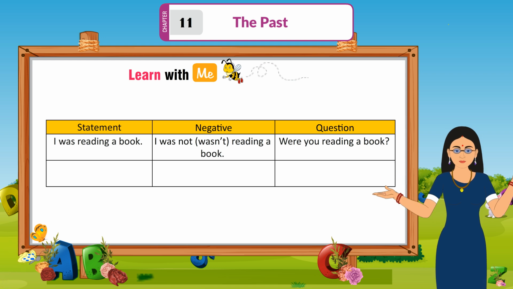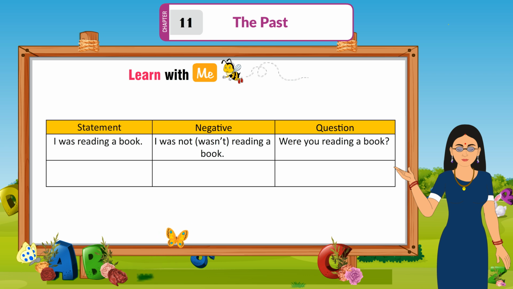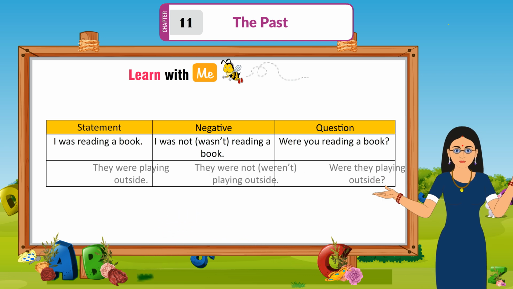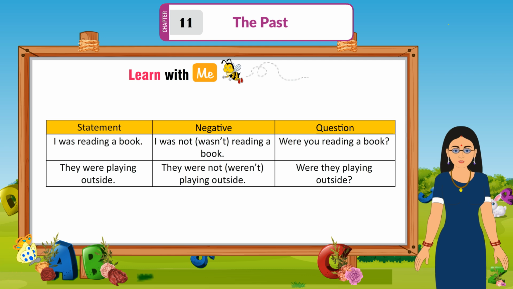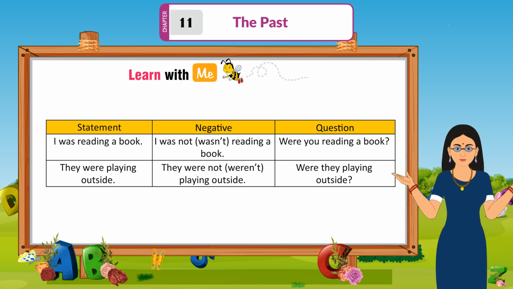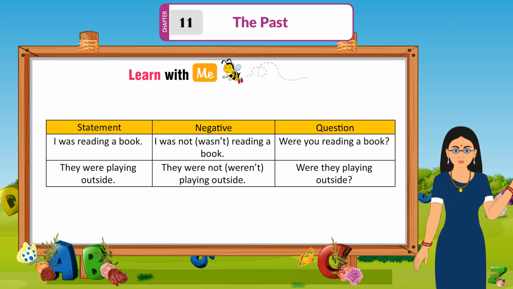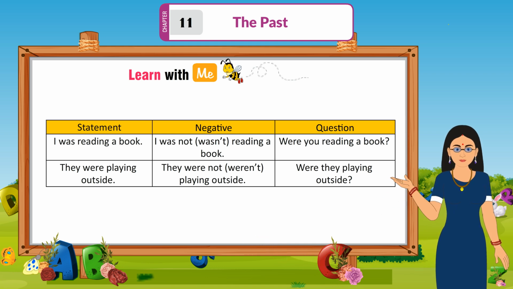Statement: I was reading a book. Negative: I was not, wasn't reading a book. Question: Were you reading a book? Statement: They were playing outside. Negative: They were not, weren't playing outside. Question: Were they playing outside?